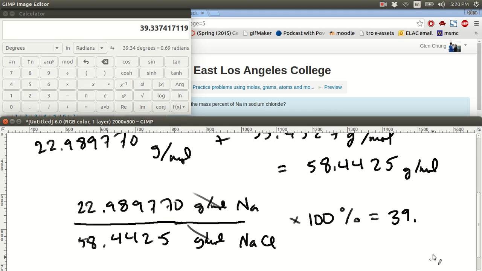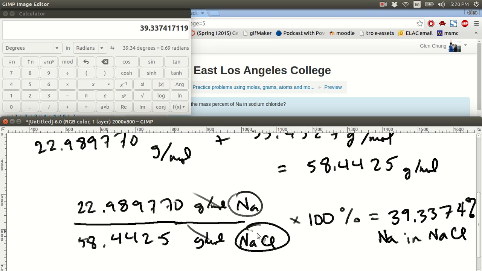I need to use the lowest. So this is 39.3374%. Now, this is 39.3374% sodium in sodium chloride. Notice the grams per moles canceled, but these did not cancel. Okay?